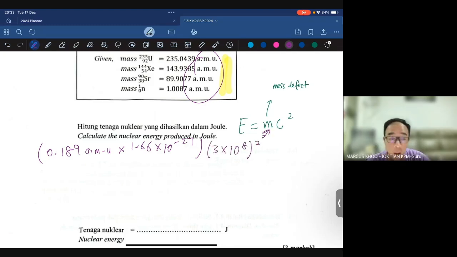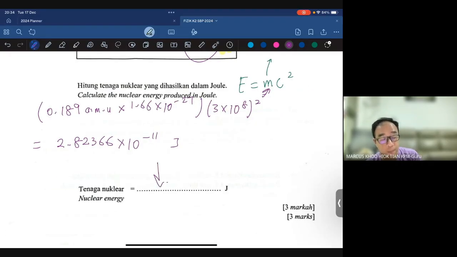Don't forget to square this. This morning somebody came to see me, asked me a question, totally forgot to square. So be very careful about this. So when you have done this, your final answer will be 2.82366 times 10 to the power of negative 11 joule, which you can fill over here lah.